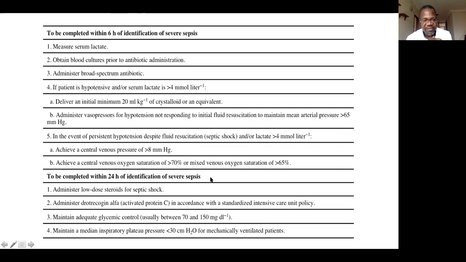of above 70%. Now, what you can complete in the next 24 hours is that you start administering low dose steroid to try to control septic shock. And you can also administer activated protein C. And you need to maintain adequate glycemic control, and you have to maintain an inspiratory plateau pressure of below 30 centimeters for mechanically ventilated patients.